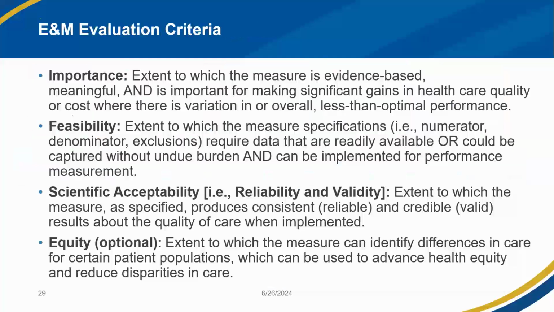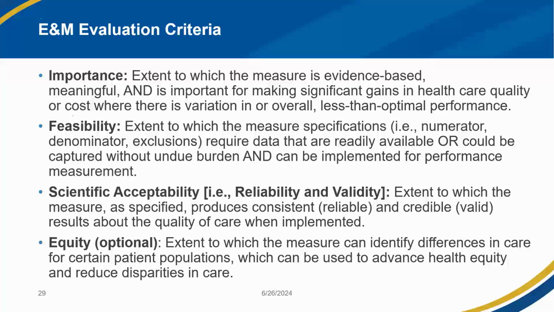So the evaluation criteria that's used for E&M consists of 5 domains. That's importance, feasibility, scientific acceptability, equity, and use and usability. The first domain is importance, and that looks at the evidence base for a measure, and it evaluates if there's a business case, meaning that the existence and the use of the measure leads to a beneficial outcome and is supported by evidence. The importance domain also looks at variation and less than optimal performance of the accountable entity, indicating a need for the measure.